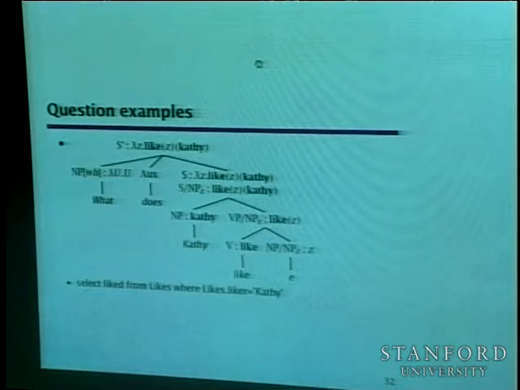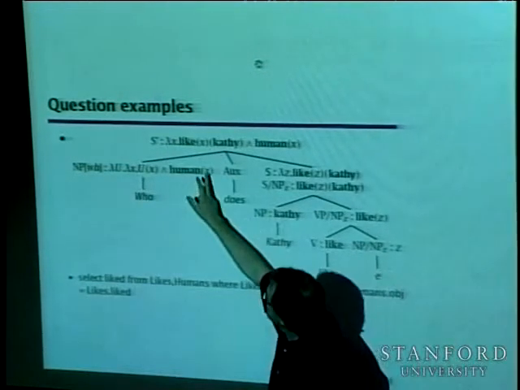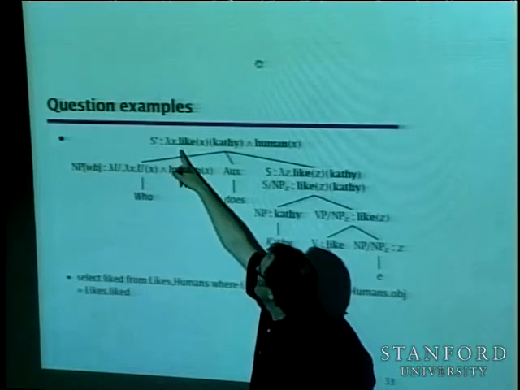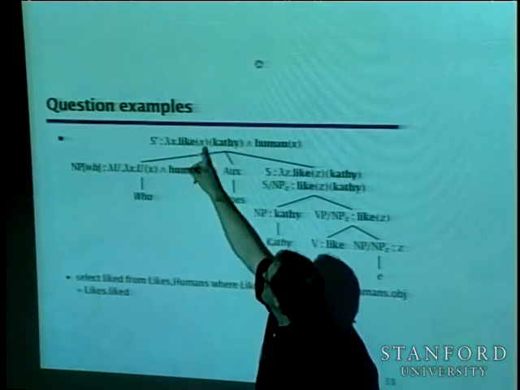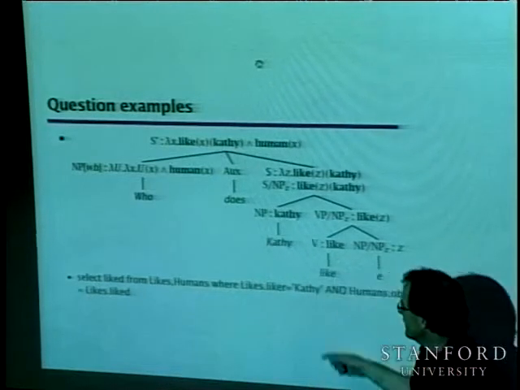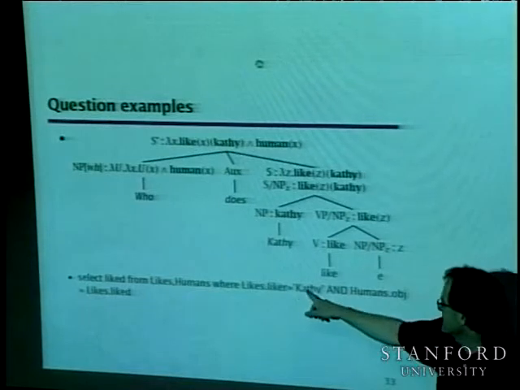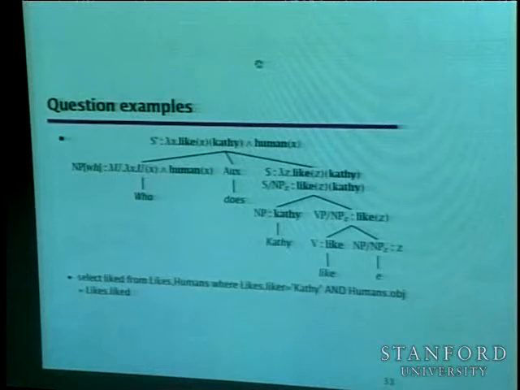Cool. Okay, but we can go on from that and do much more complex examples. So who does Kathy like works essentially the same, apart from who has this more complex semantic form, so that the result is that you've got this property of Kathy likes the thing and the thing is human. So now we have select liked from likes, humans, where likes.liker equals Kathy and humans.obj equals likes.liked. So we're restricting it to being a human thing.